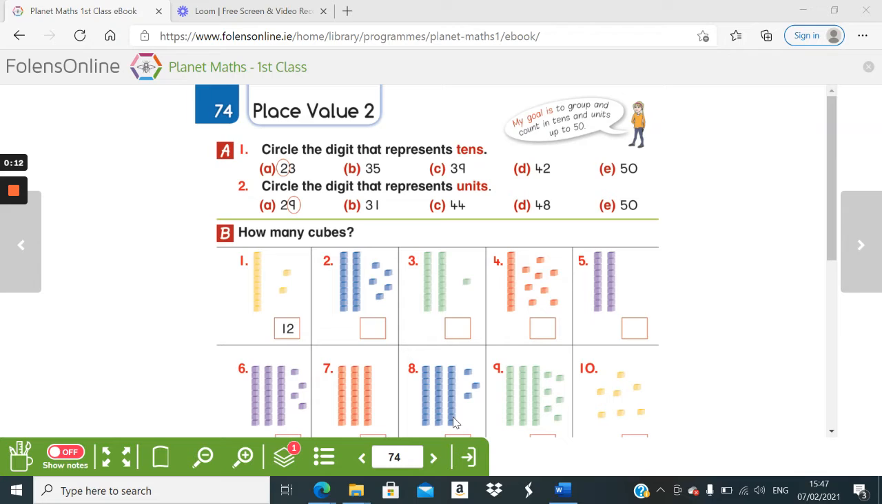We are looking at page 74 in our Planet Maths book, Place Value. It's very similar to yesterday's page, so I'm not going to do too long of a video because I hope most of you have it now. Almost all of you have it, in fact. But let's have a look anyway.